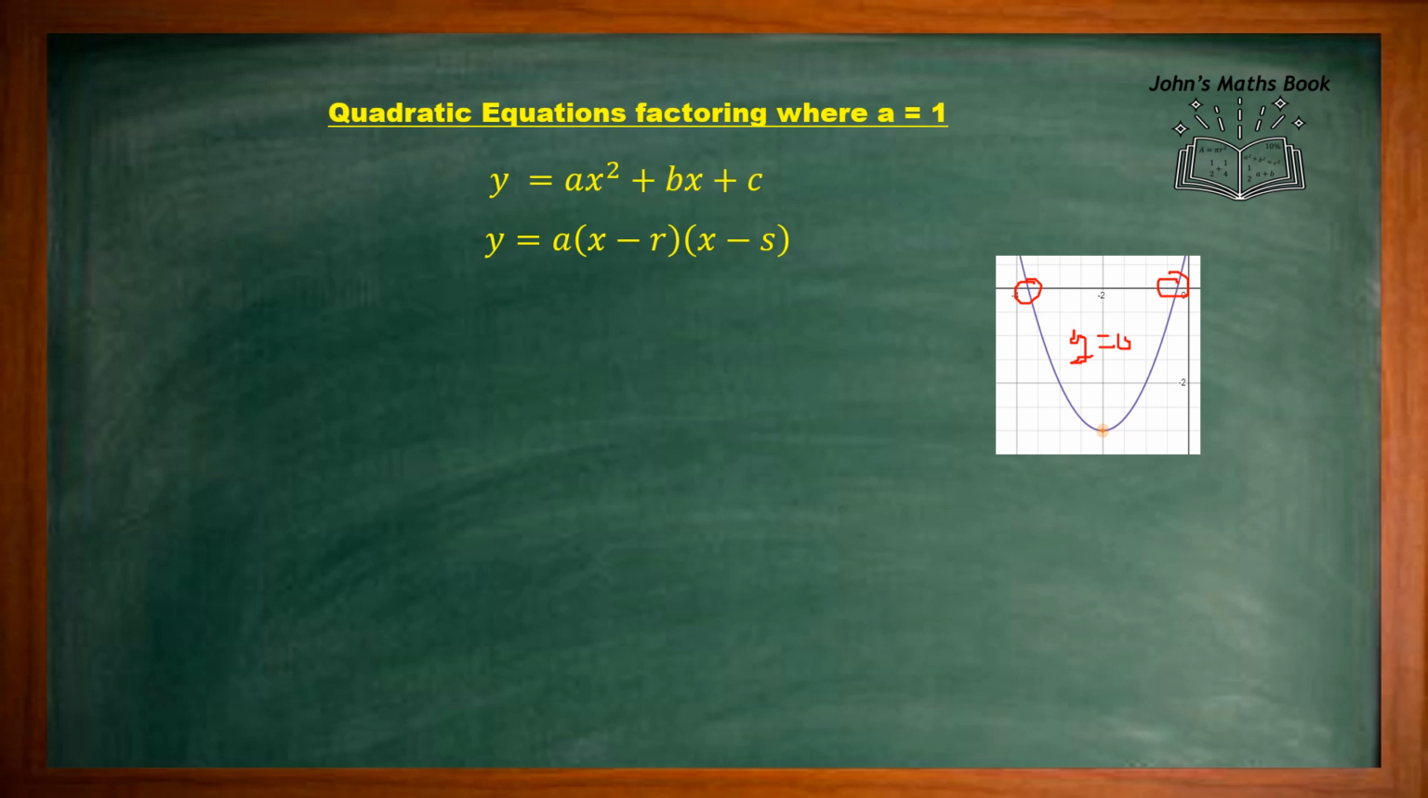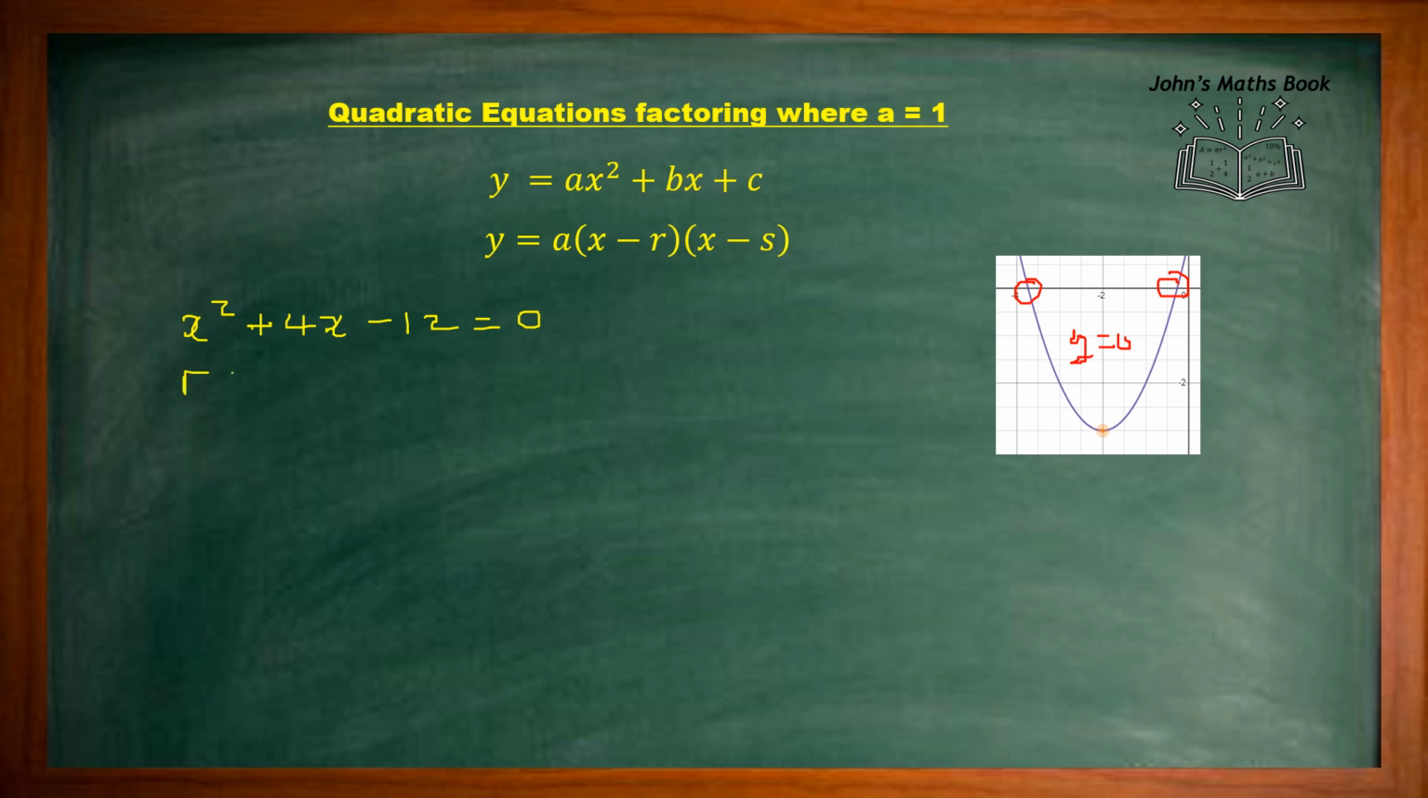So now let's look at an example of how to do this using the factoring method. Let's try and find the roots of x squared plus 4x minus 12 equals 0. Using the factoring method, we need to find two values or two numbers, r and s.